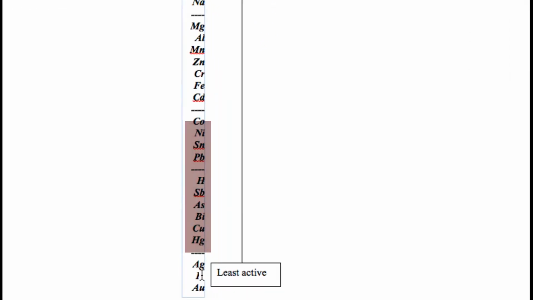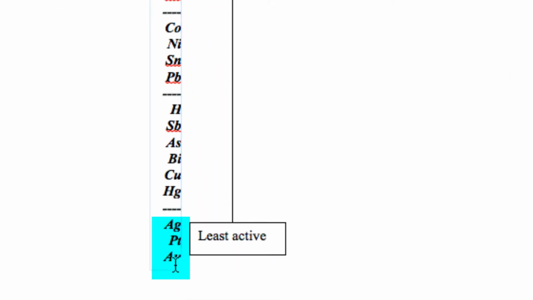So these three at the bottom we call the noble metals because they don't react with much of anything, right? They don't typically oxidize very well. Once you have that in place, you know which ones react with water and which ones don't.